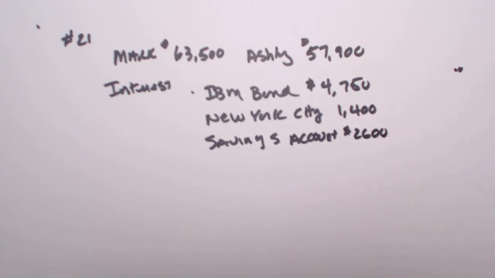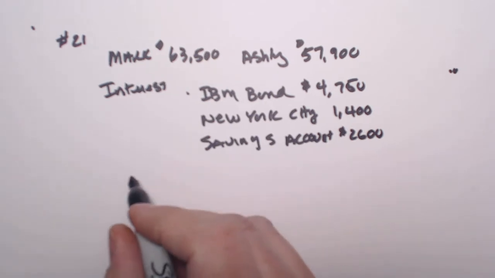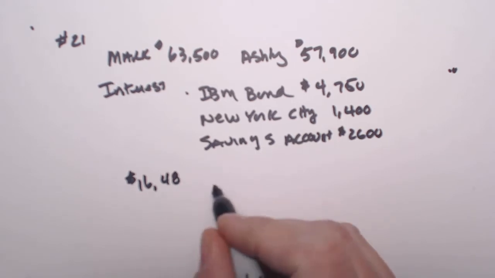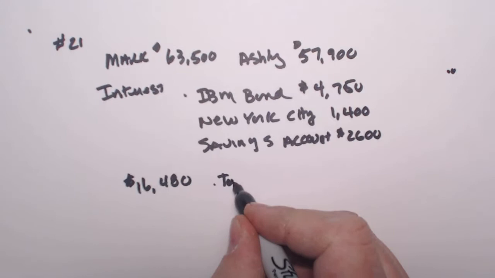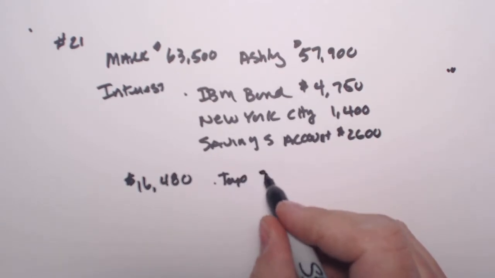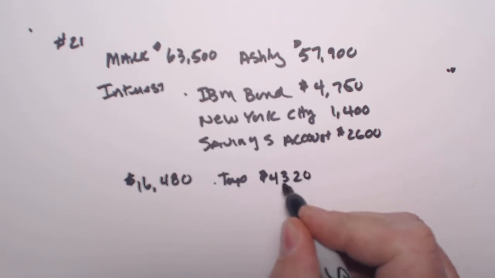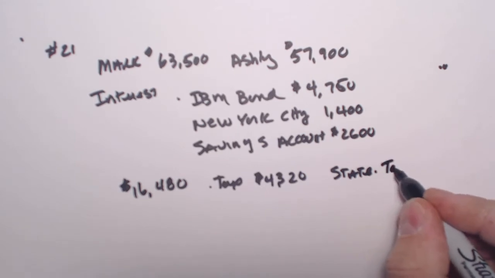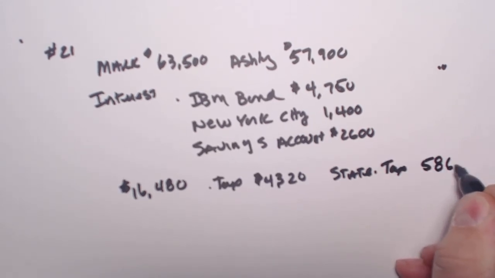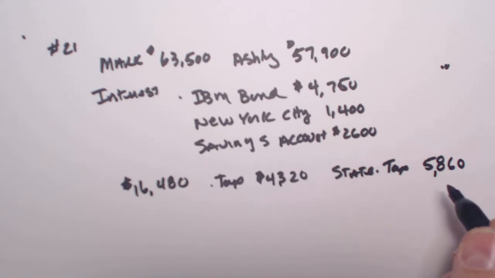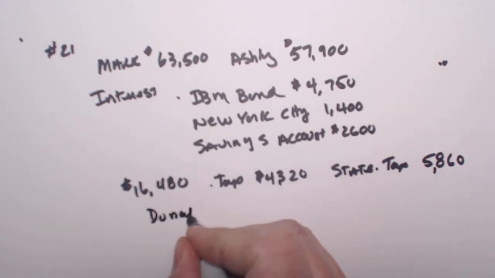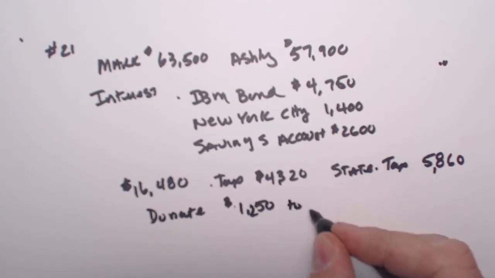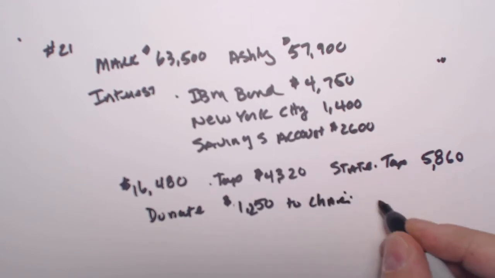So the family made mortgage payments that included $16,480, and they paid real estate property tax. This is for taxes for the property of $4,320. They also paid a state income tax. This is state tax of $5,860. And then they also donated $1,250 to a charity. They have 3 kids.